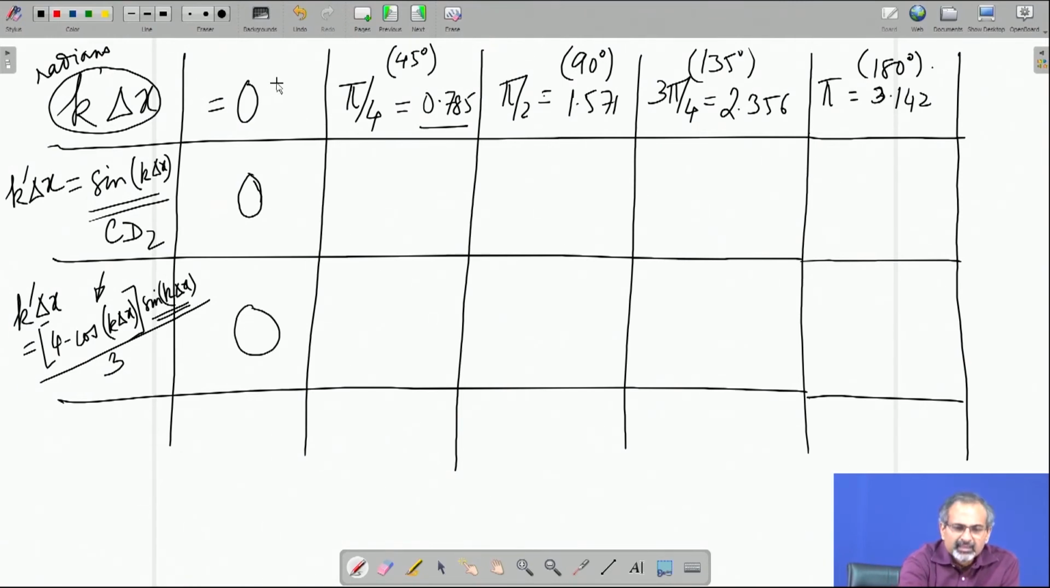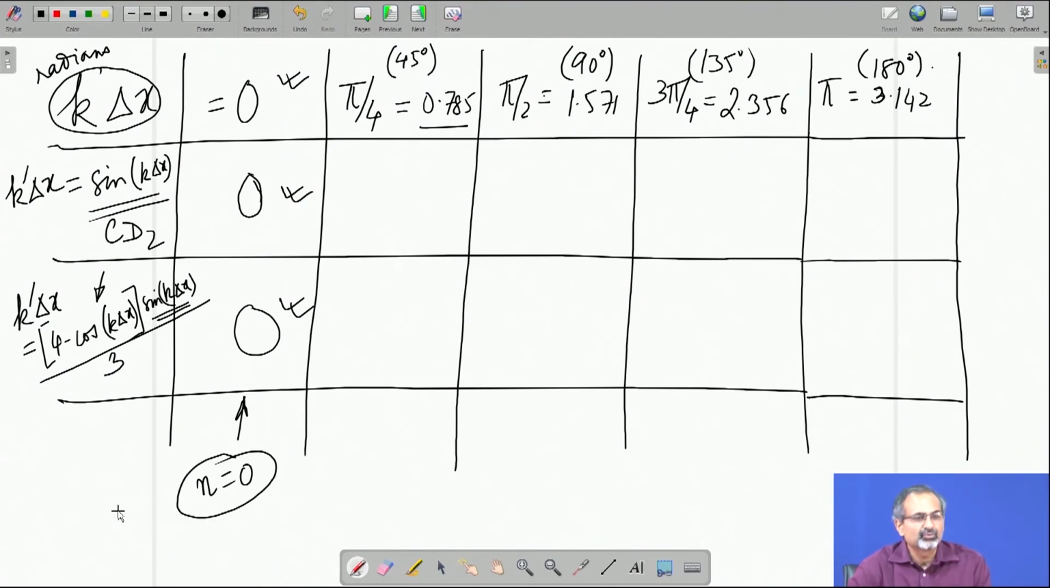That means, you actually can match exactly between the analytical and the approximate forms here when k times delta x is 0. This again, remember, corresponds to n equal to 0, which means you just have a constant value of the function. So, the derivative essentially is 0 and the finite differences are also turning out to be 0, which is consistent.